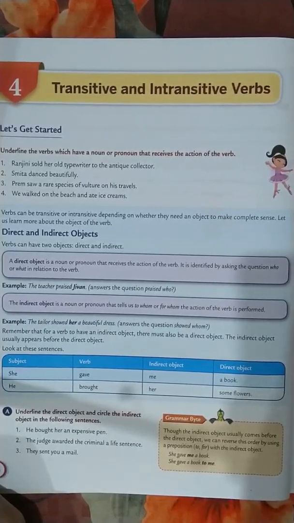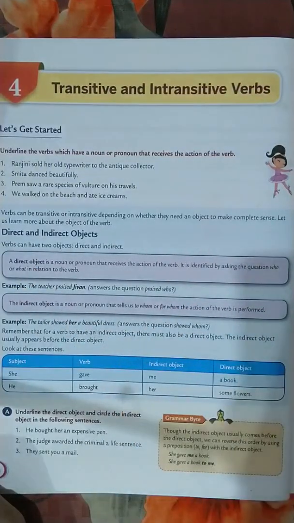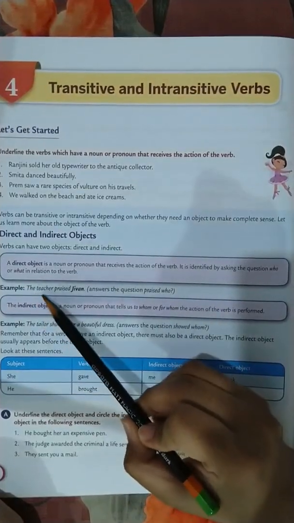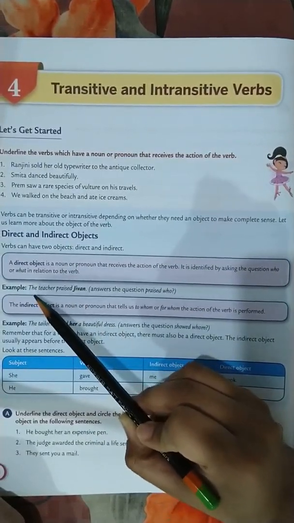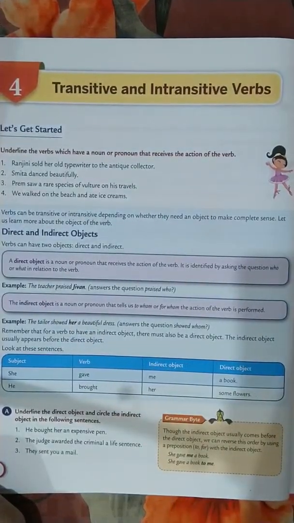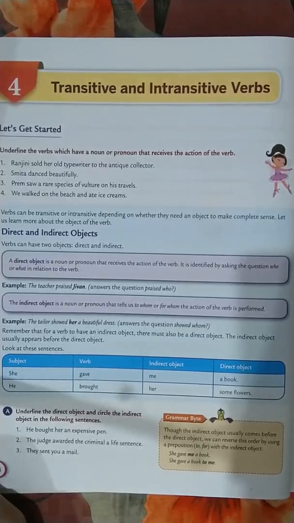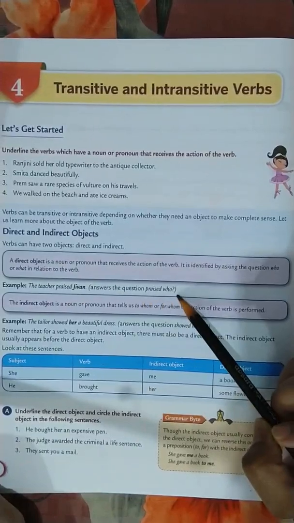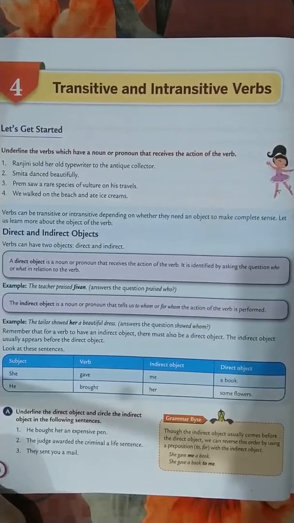Now how is it identified? It is identified by asking the question who or what in relation to the verb. Now see here an example, it will be more clear, students. The teacher praised Jeevan. If I only say the teacher praised, the question arises in our mind: who? The answer will be Jeevan. So it answers the question: praised who? I hope it must be clear to you.